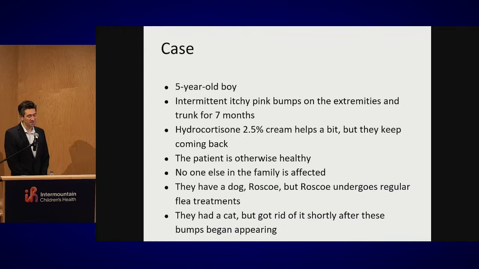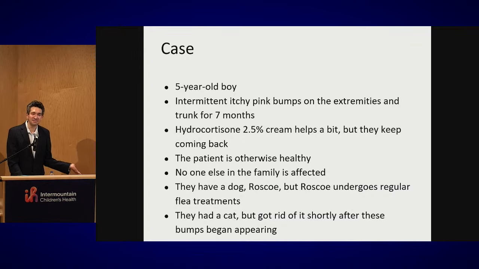He's had intermittent pink bumps, not a dermatologist writing this, of course, on the extremities and trunk for 7 months. They've been coming and going. Parents got some hydrocortisone 2.5% cream from an outside provider, and that helps a little bit, but the bumps just keep coming back. Patient's otherwise perfectly healthy guy. No one else in the family is affected.